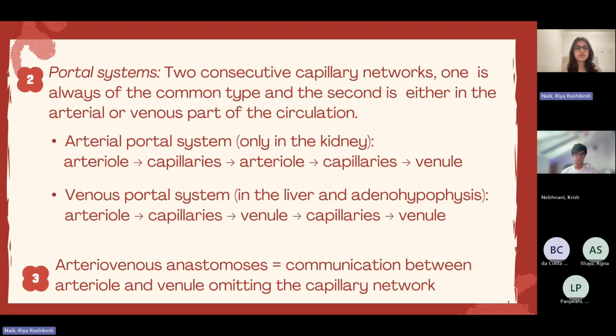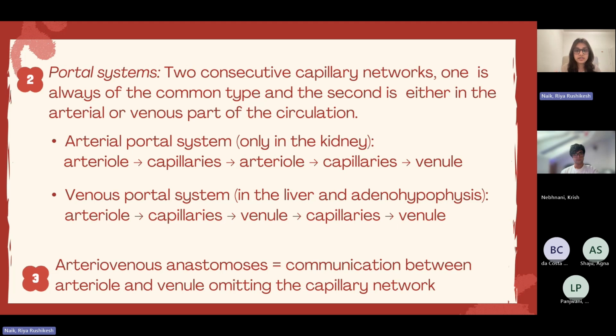Next is the portal systems. The key feature of the portal system is that there are two consecutive capillary networks, in two loops. Since there are two loops, one of them is always going to be of the common type, which I just explained, and the second one is either going to be arterial or venous. The arterial portal system works only in the kidney, and the blood flows first into the arteriole, capillary, and again into the arteriole, and then continues into the capillary and venule. Since the capillary is going into an arteriole twice, this part of the chain is going to be the arterial portal system.